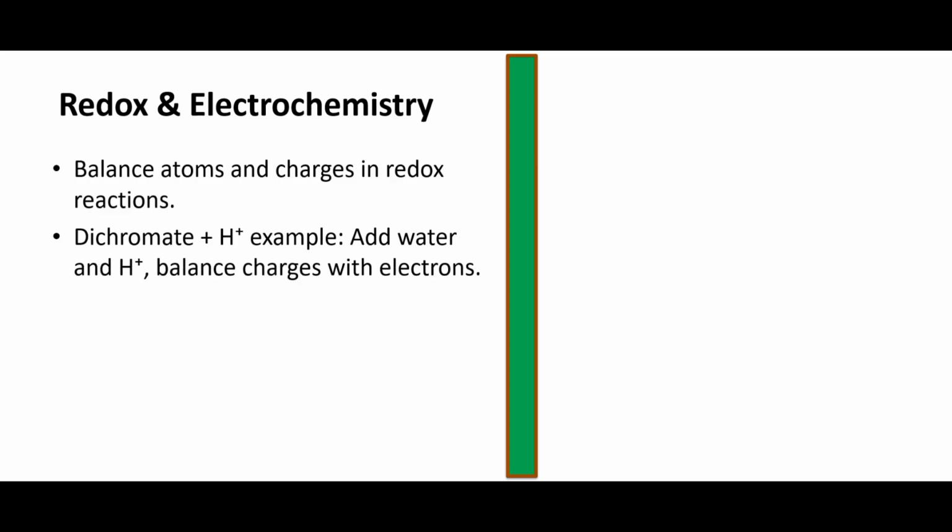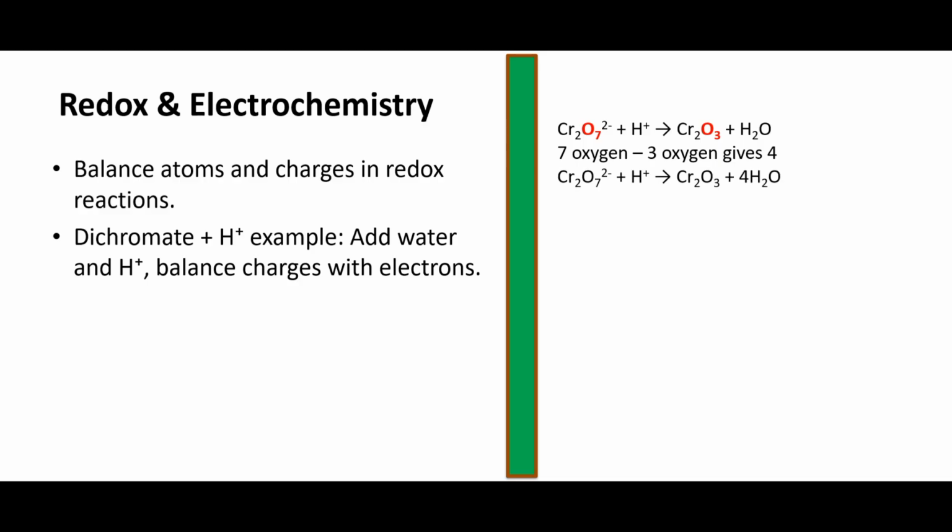For instance, in this equation, dichromate and hydrogen ion can be balanced in chromium 3 oxide by first removing 3 oxygen from the 7 oxygen atoms. It remains 4. Place 4 before water, making hydrogen atoms to be 8. Then place 8 in the hydrogen ion. The equation by atoms is balanced.